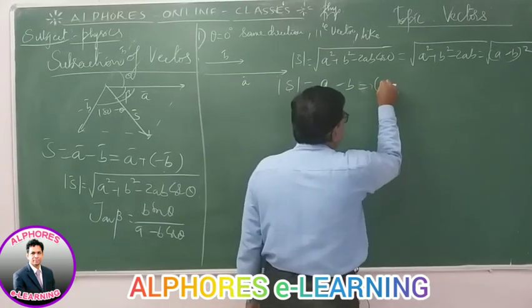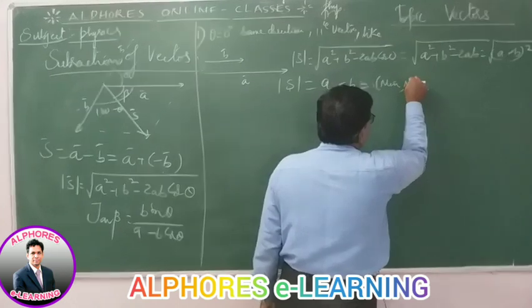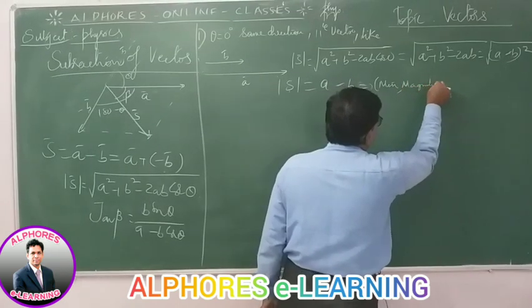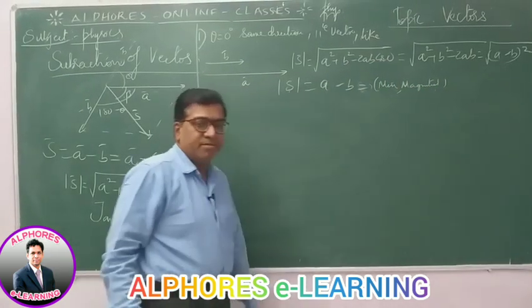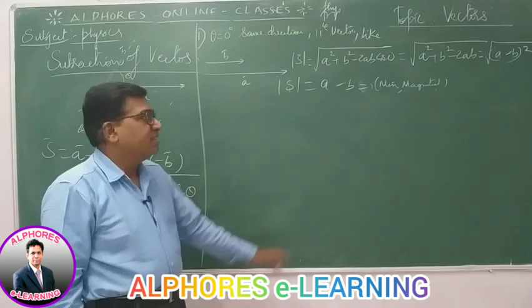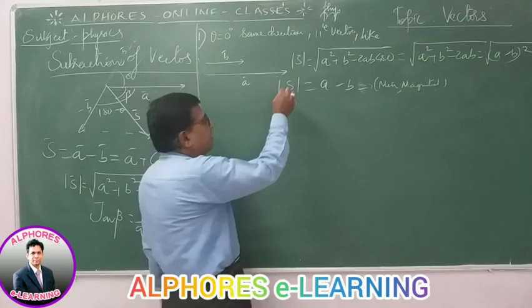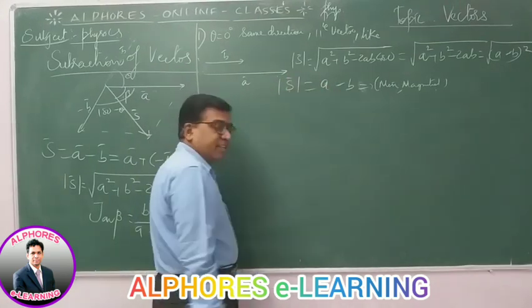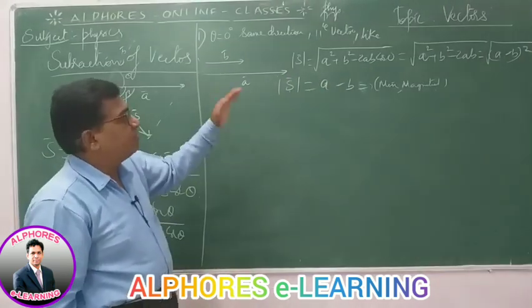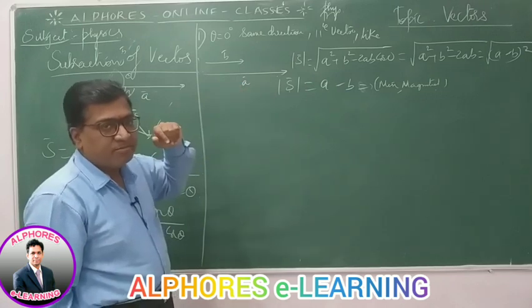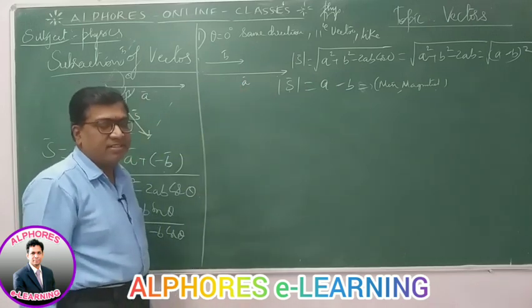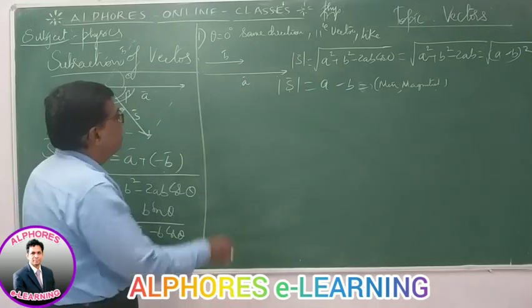This is the minimum magnitude of the subtraction of vectors. The magnitude of the subtraction of vectors is A minus B, the magnitude of A minus the magnitude of B. This way you find the resultant of subtraction of vectors.